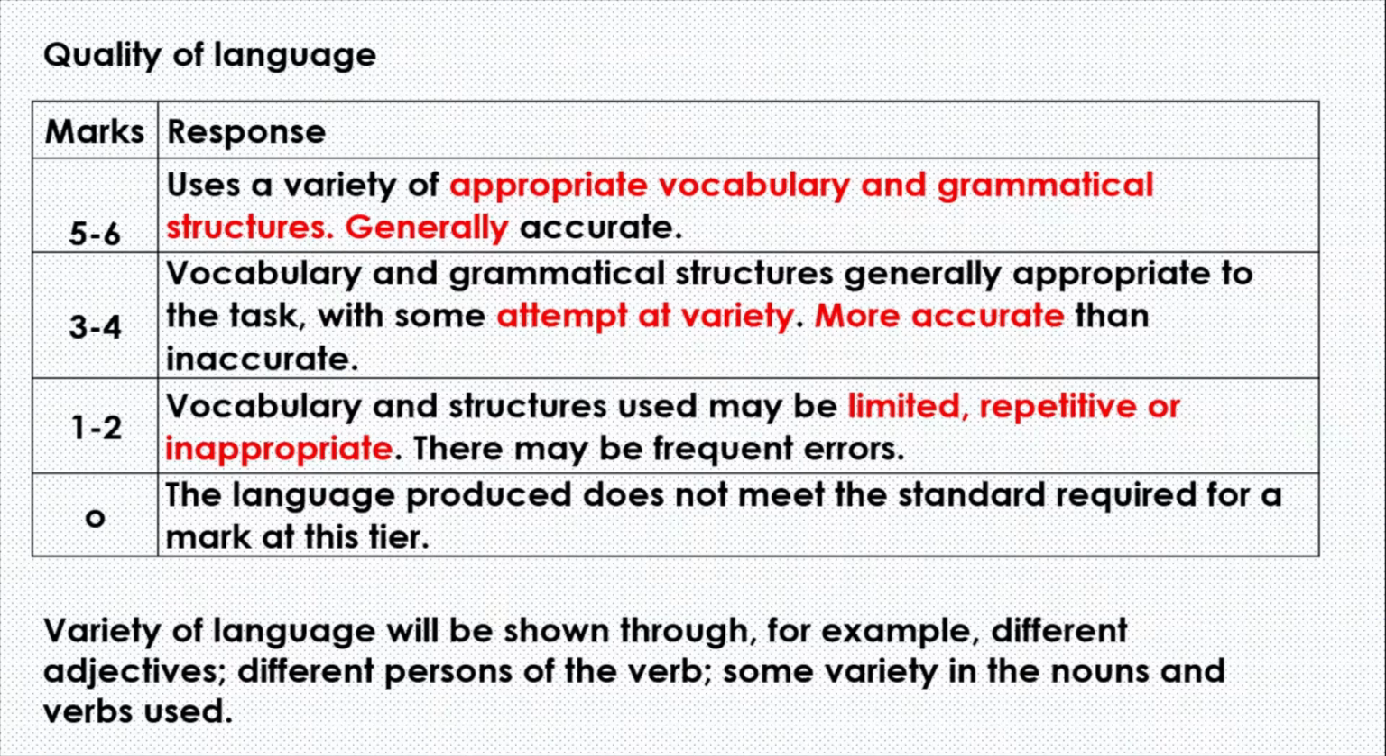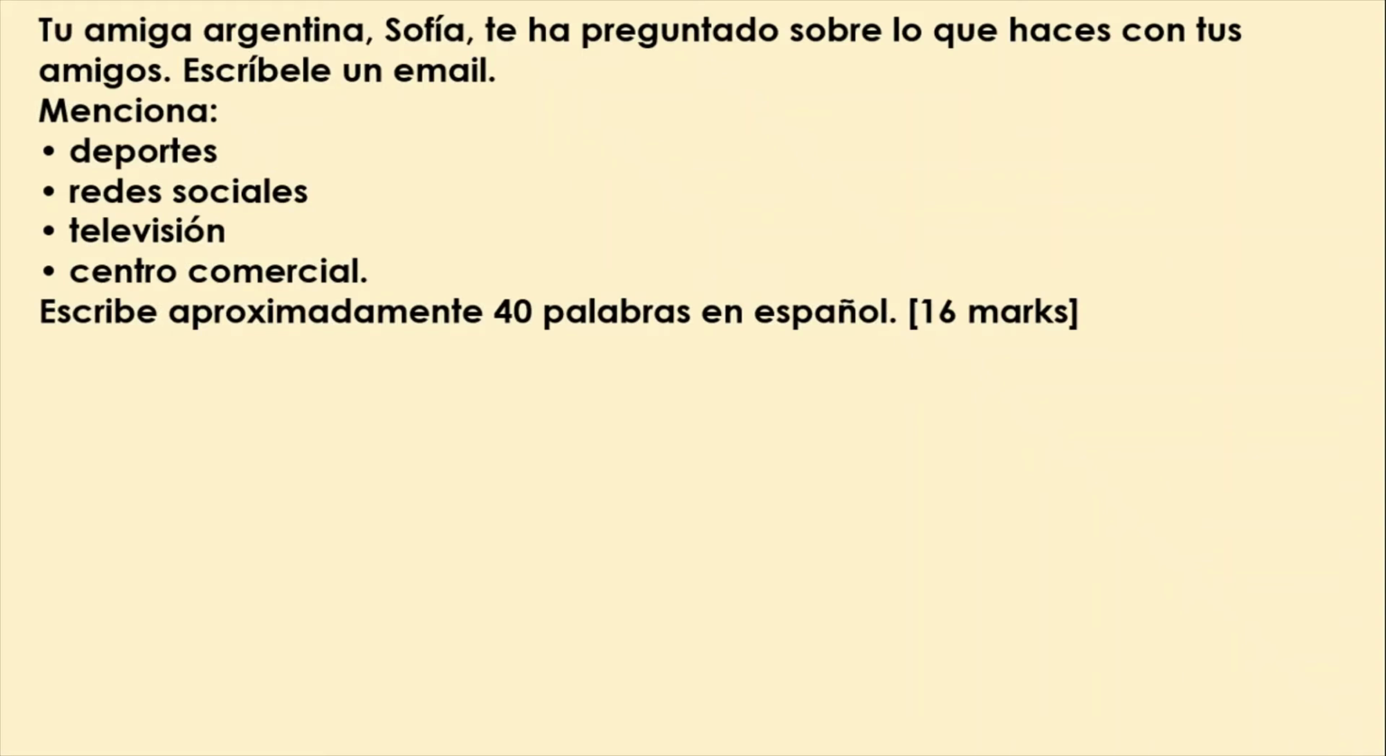Variety of language will be shown through, for example, different adjectives. Yeah, so do not write divertido everywhere. Different persons, so you could say me gusta, but also try to say my friend and I like, or my family and I like, and so on. Some variety in the nouns and verbs used. So for example, if you say me gusta, try not to say me gusta all the time. Try to say me encanta, and you are also allowed to use negatives. No me gustan.